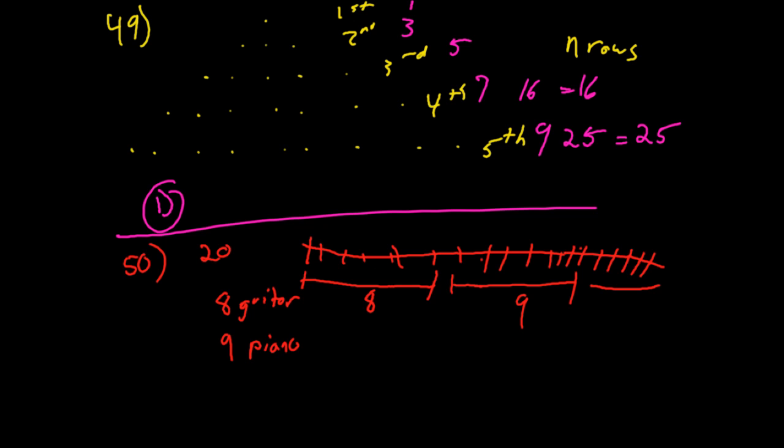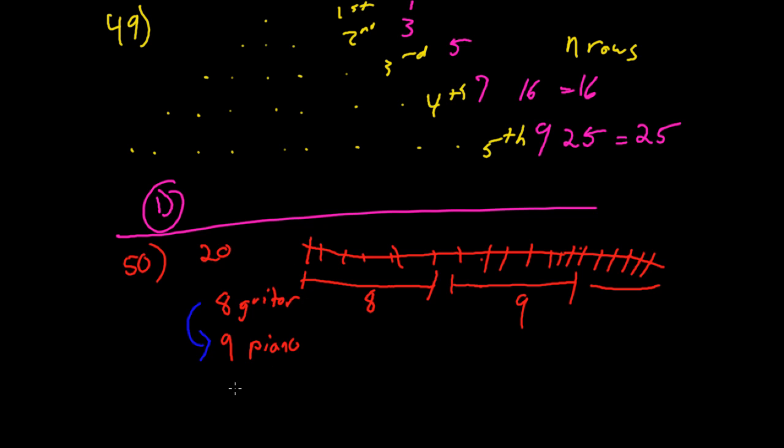If you look at it from a different angle, the maximum number that could play guitar and piano would be 8, because say all 8 guitar players also played piano. That means 8 students play guitar and piano.